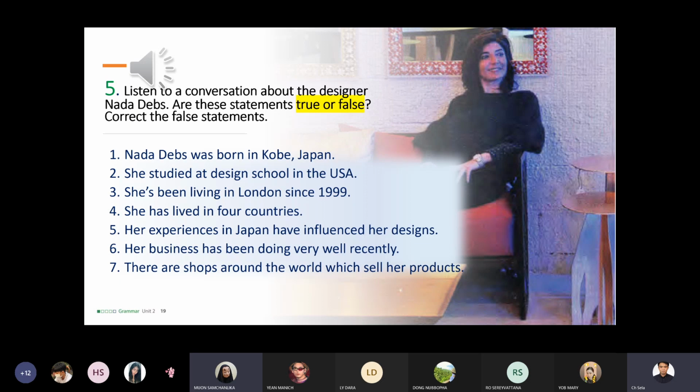Number 3, she's been living in London since 1919. Number 4, she has lived in 4 countries. Number 5, her experience in Japan has influenced her design. Number 6, her business has been doing very well recently. Number 7, there are shops around the world which sell her product.